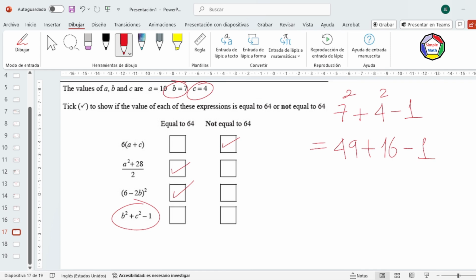I have to continue applying PEMDAS. So 49 plus 16 is 65. So this is equal to 65 minus 1. And 65 minus 1 is 64. Wow. This is equal to 64. And that's the way we solve this kind of exercise, guys.